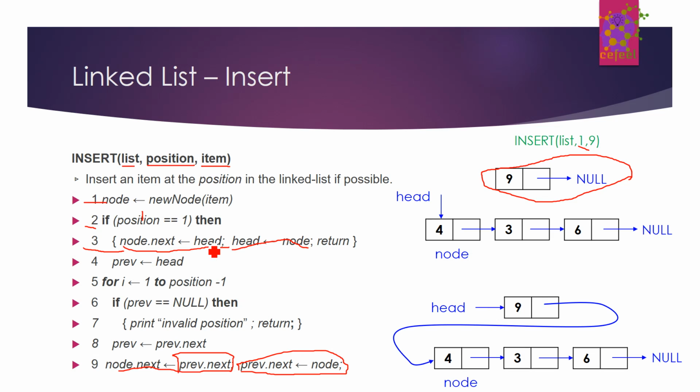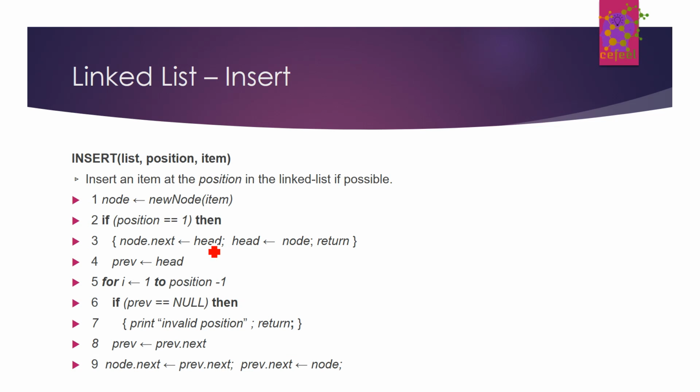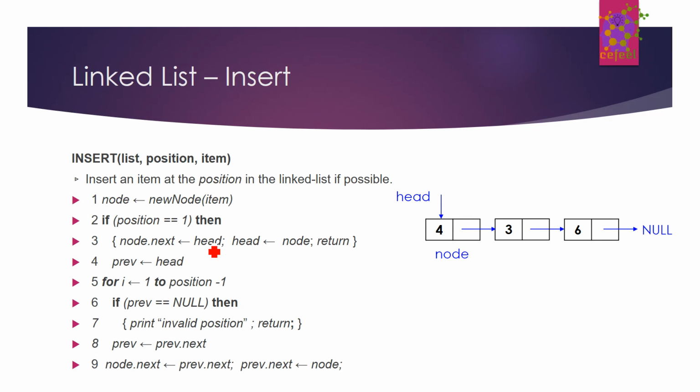Alright, cool. So let's see a different insertion, wherein we insert the node at a different position. So let's say we have the same linked list 4, 3, 6, where head is pointing to the first node, which is 4, and then we want to insert 9 at position 3 this time. So position 3 means, let me number those nodes. 4 is at 1, 3 is at 2, and 6 is at 3. So we want to insert somewhere here, because we want 9 to be the third node.